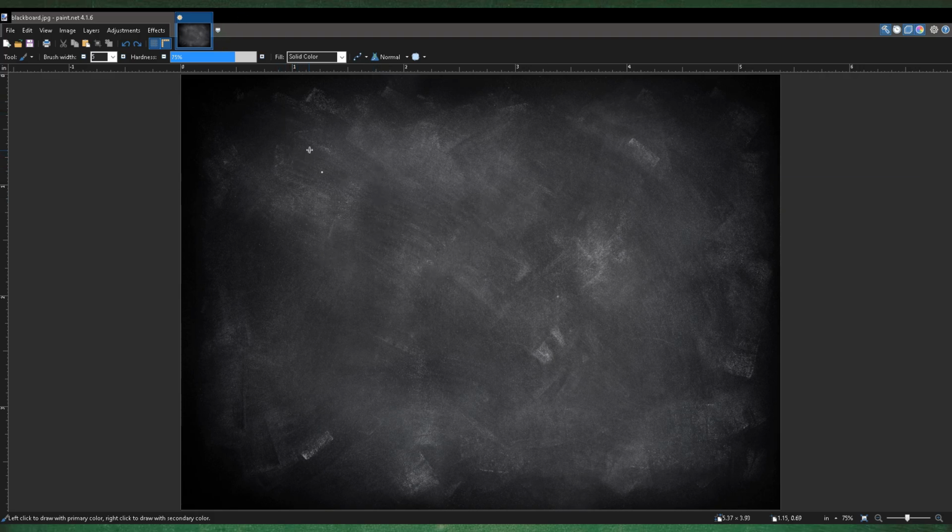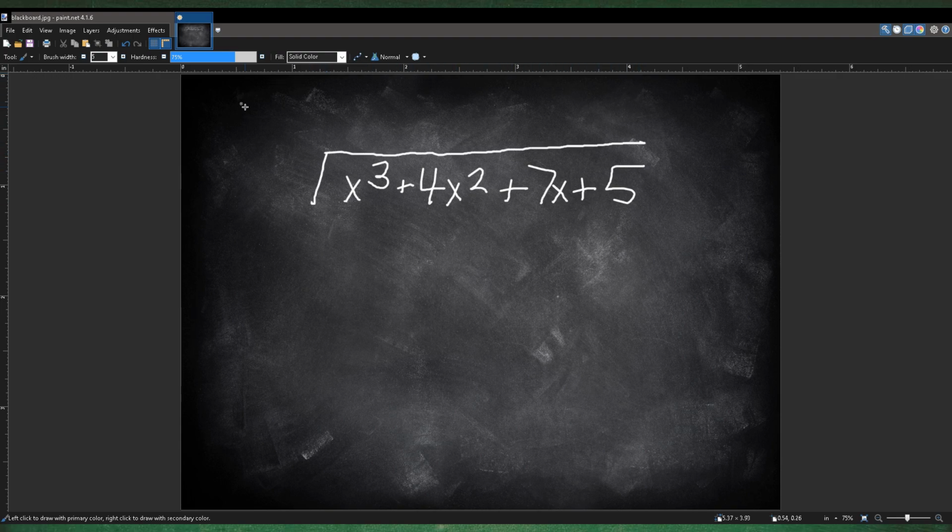So let me give you an example. You had something like f of x is equal to x to the power 3 plus 4x squared plus 7x plus 5, and you want to divide that by x minus 1. Long division would be similar to how you do it with numbers. So now the first thing we want to do is get to the x cubed term.